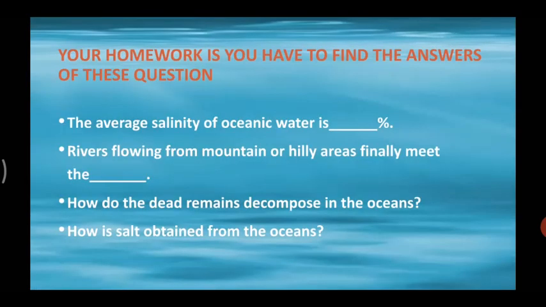Let's move forward. That is your homework. The first question is, the average salinity of ocean water is dash percent. Next, rivers flowing from mountain or hilly areas finally meet the dash. Next one, how do the dead remains decompose in the ocean? And the last one is, how is salt obtained from the ocean?